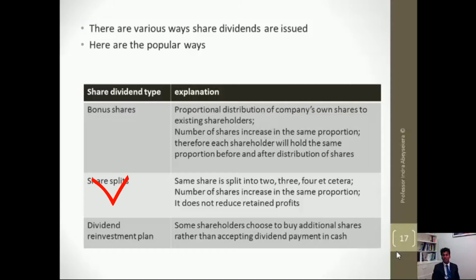Share split is where the existing shares are split either into 2, 3, or any number. Dividend reinvestment plan is where the shareholders choose to buy shares, otherwise that becomes cash dividends. So there are the three types of share dividends. There are two ways of paying dividends. One is the cash dividend and the other is share dividends.